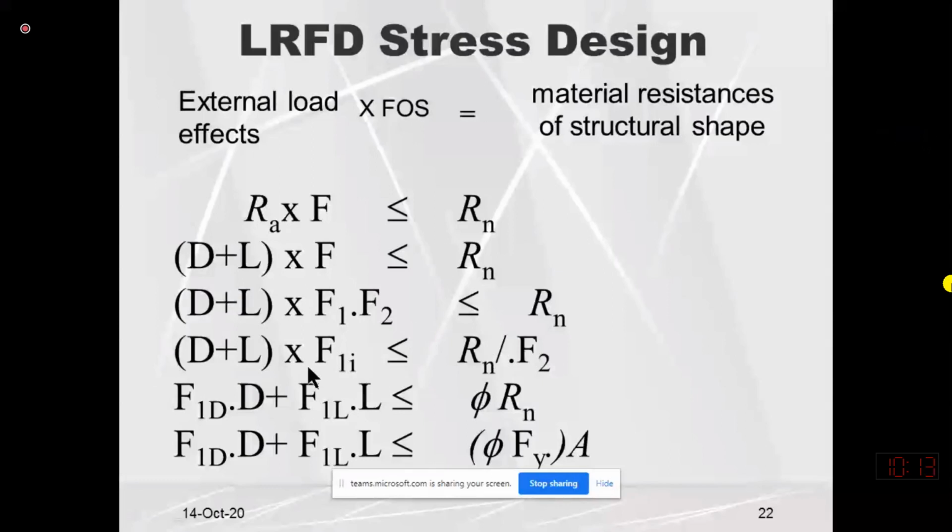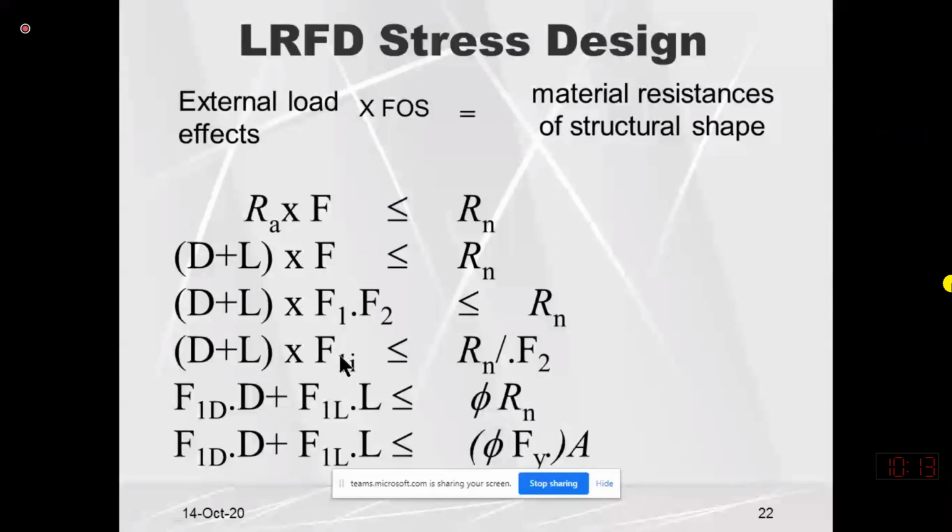Further, we consider that 1 over F2 is represented by the value phi. This value will always be less than 1, and it is referred to as the strength reduction factor. On the other hand, F1 is not the same value, so I am representing it as gamma.